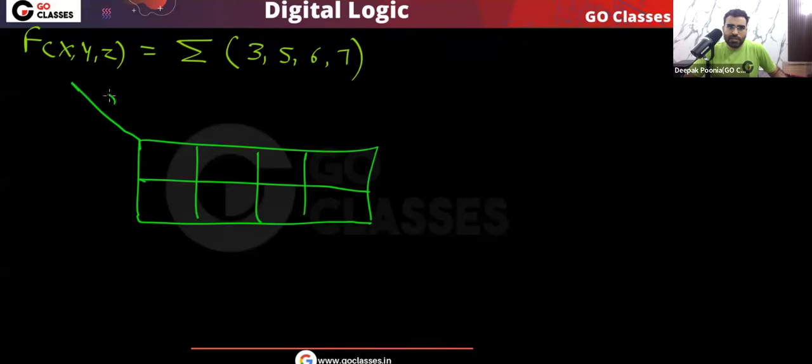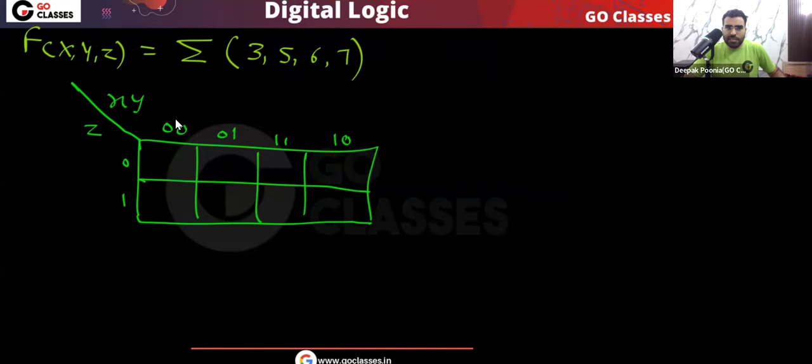Here, let me put this xy on the column and this z on the row. So 0, 1, 0, 0, 0, 1, 1, 1, 1, 0. Okay. Now let's fill this K map here. You can see 3, 5, 6, 7. These are the input combinations where the function value is 1.